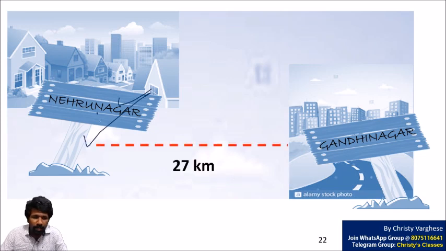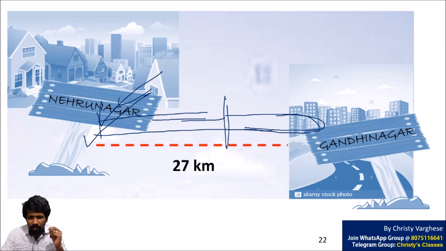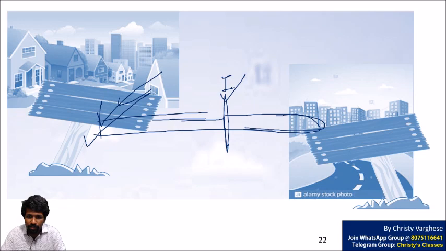Two people are starting their journey from Nehru Nagar, moving in this direction. But one person is faster, so he travels till Gandhi Nagar and returns back. But the other, slower person, by the time he reaches here, the other person also reaches here. That place is called Indira Nagar. Yeah, I will explain that in detail.